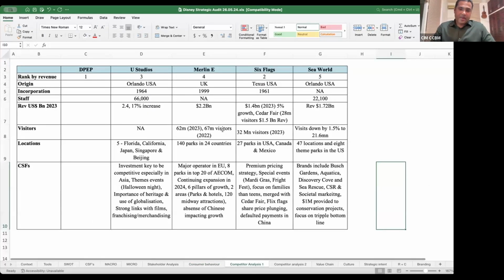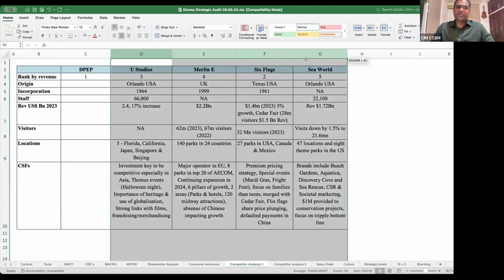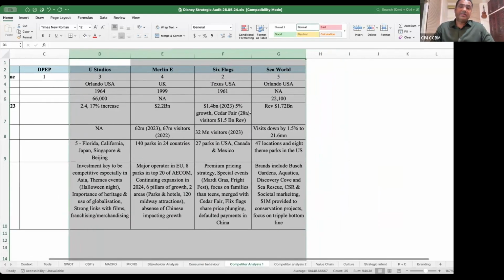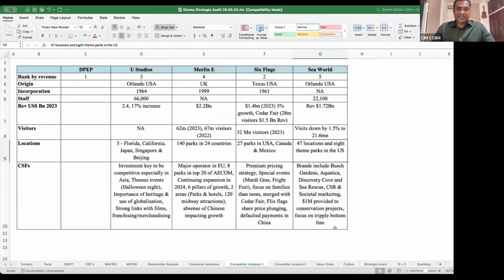Again, I have helped you out with some comparative analysis. I wanted you to include the DPEP numbers here. And then we have some details about Universal Studios, Merlin Entertainment, Six Flags that merged with Cedar Fair, and also SeaWorld. So this is one format. All the A grades have different formats that you can borrow from. So I have seen it like this.